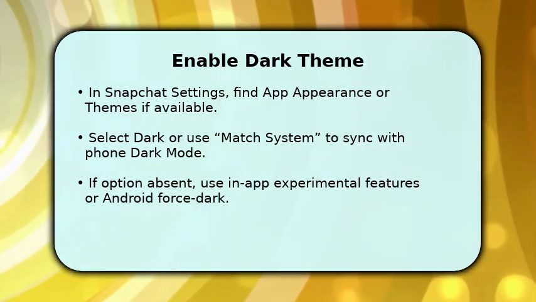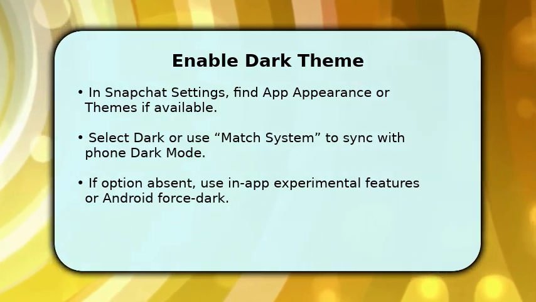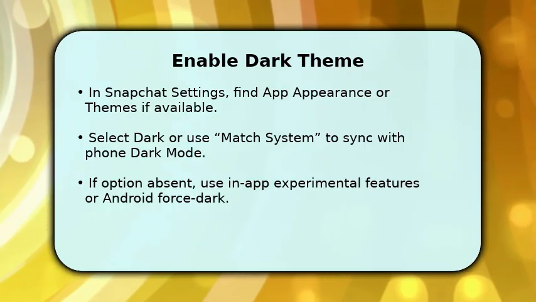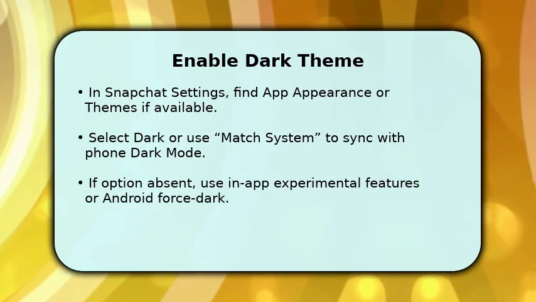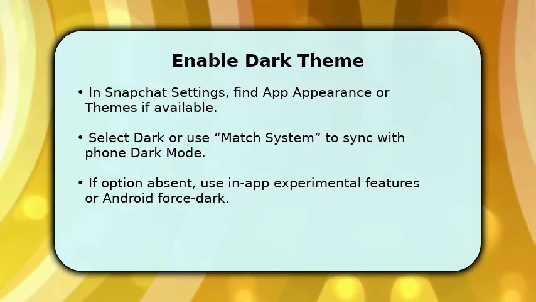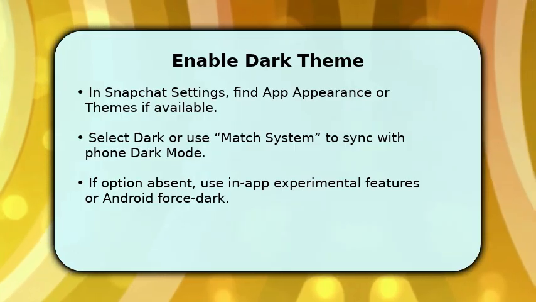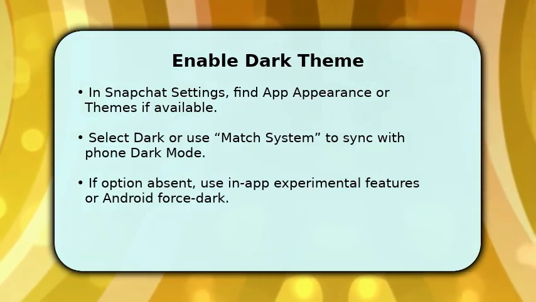That's simpler long-term. On Android, enable Force Dark in developer options if Snapchat lacks a native setting. On iOS, rely on System Dark mode. If Snapchat hides the option, check experimental features or app flags. Those can reveal theme controls.